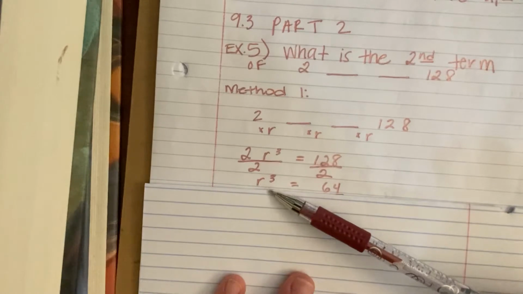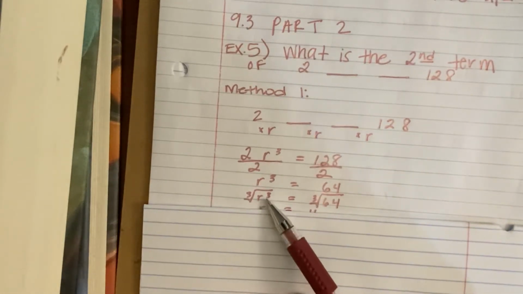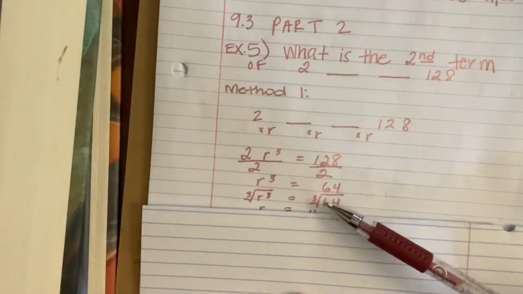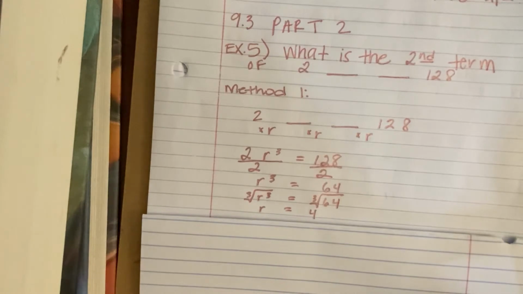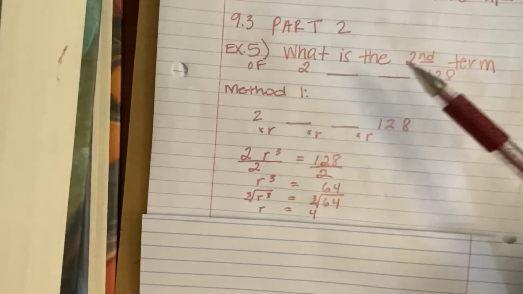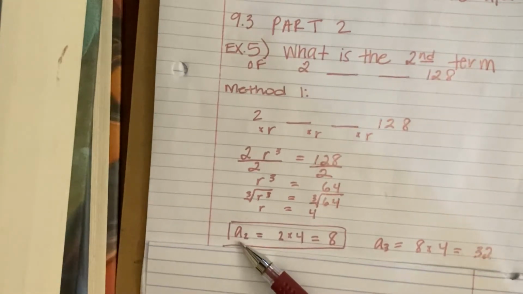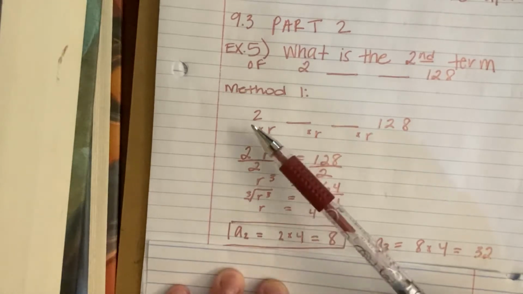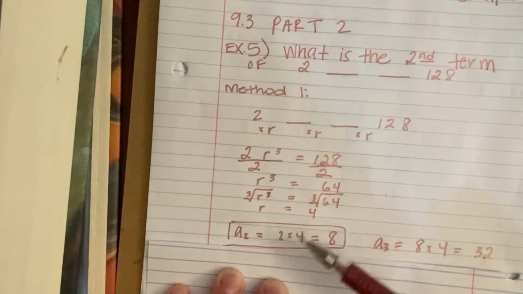To get rid of the cube, I'm going to take the cube root of both sides. So the cube root and the cube cancel, and the cube root of 64 is 4. So your ratio is 4, which means to get from term to term, we're multiplying by 4. Okay, so to find the value of the second term, a sub 2, I would take the term before it and multiply by the common ratio that we just found. So 2 times 4 gives me 8. The second term is 8.